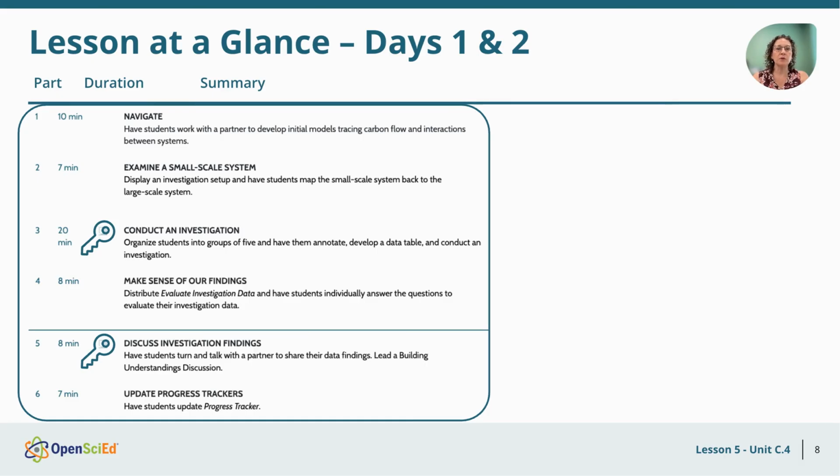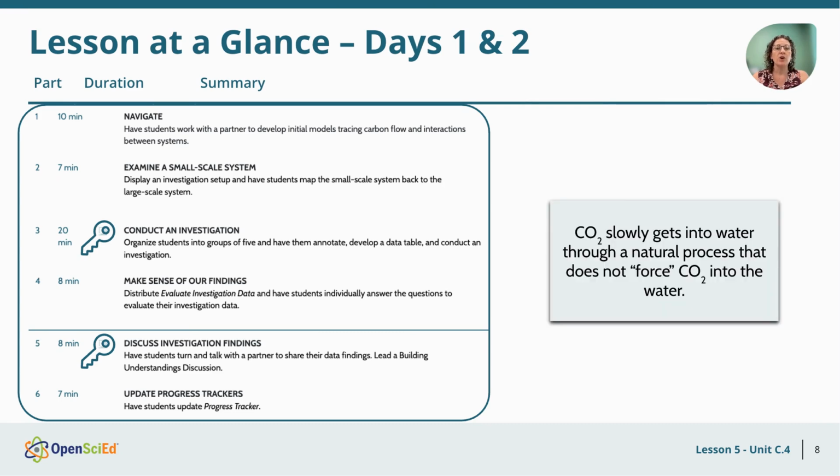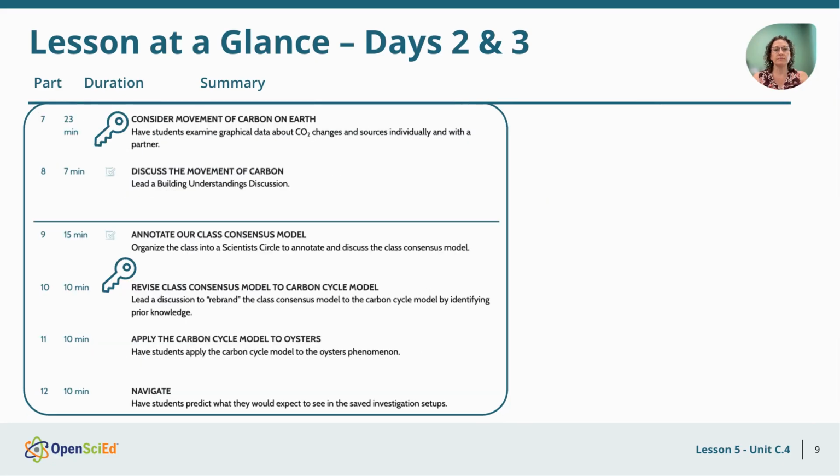In the first loop, we investigate how carbon dioxide could naturally dissolve in water with a small-scale experimental setup in the lab. We figure out that carbon dioxide slowly gets into the water through a natural process that does not force carbon dioxide into the water. In the investigation, we focus on the movement of carbon from the atmosphere to the hydrosphere.